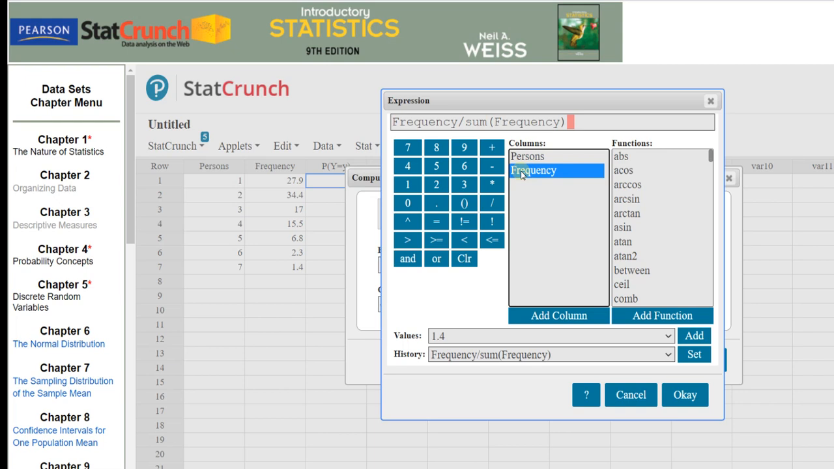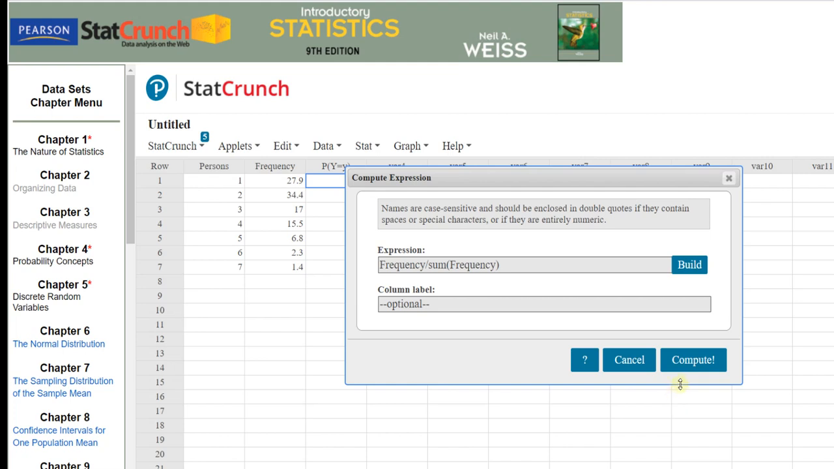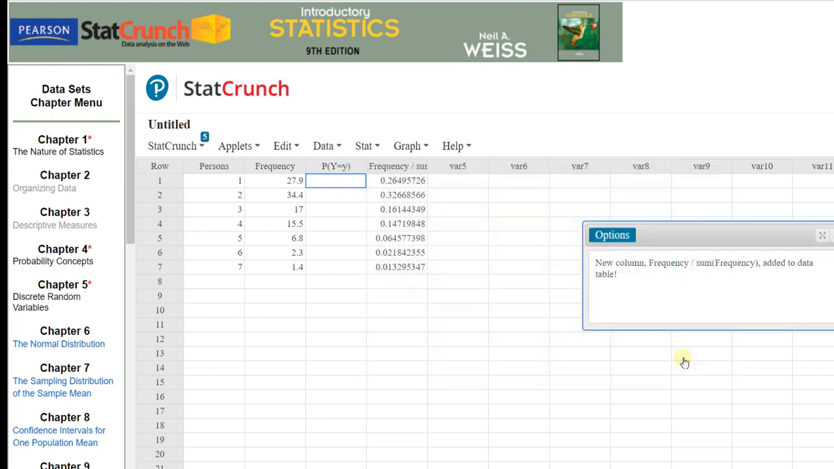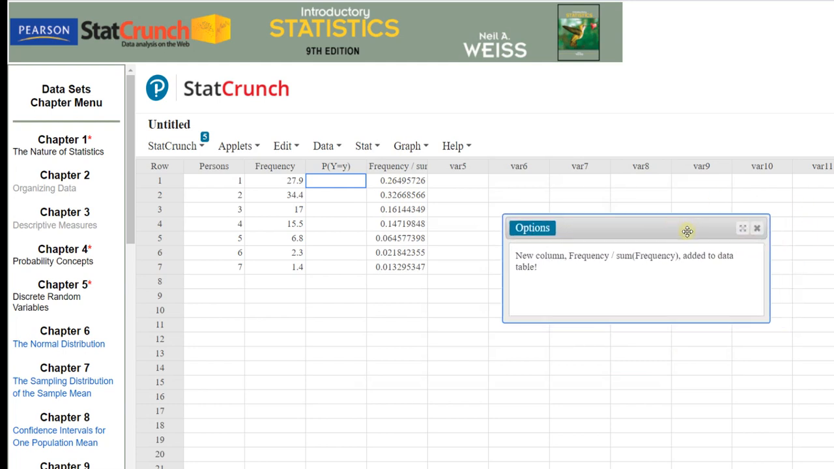So I'm dividing an individual frequency. In the case of the first observation, we're dividing 27.9 divided by the sum of the frequencies, which I mentioned is 105.3, but I don't need to type 105.3. Using this built-in sum function, StatCrunch will do this. And then come down here and hit OK. And compute. Notice it's inside the expression here. Hit compute, and right in here the values are brought into their new column, frequency added to data table.